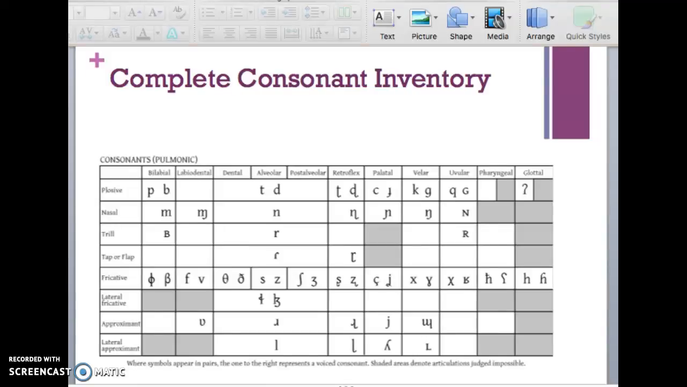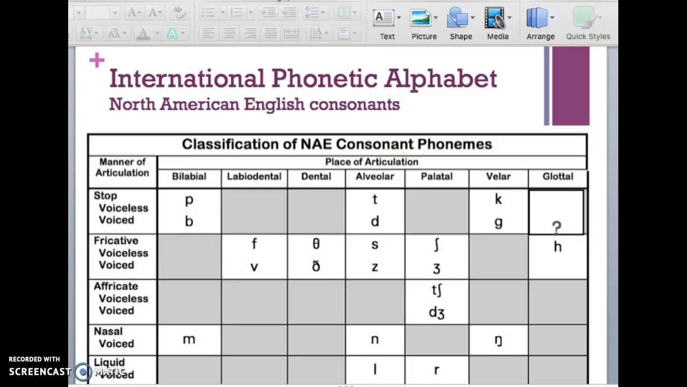So today we're going to keep talking about the International Phonetic Alphabet. Here we have the complete consonant inventory. As you can see, there are many sounds represented here. These are actually all of the consonants that human speech can make. For the purposes of our class, we will be focusing on North American English consonants only. And so you can see a big reduction here in our consonants.